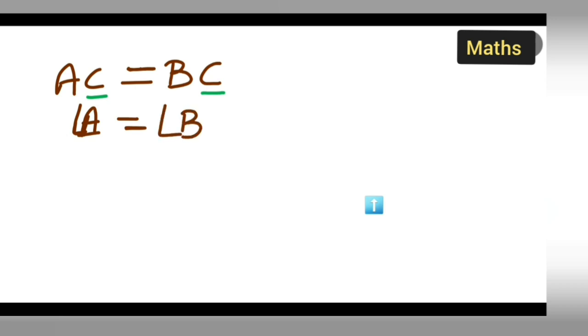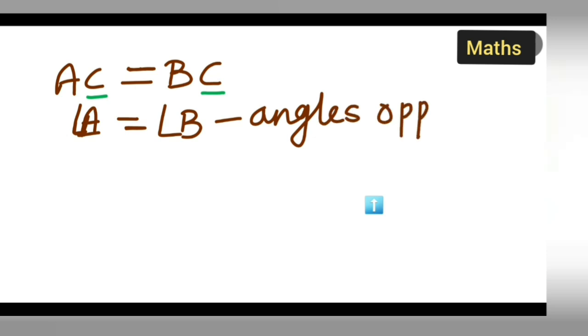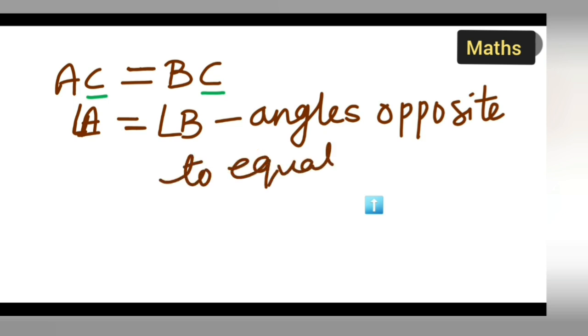Now here this C and this C will get cancelled. So I am left with angle A, so I can say angle A is equal to angle B. By which rule is it? You all can write down: angles opposite to equal sides are equal.